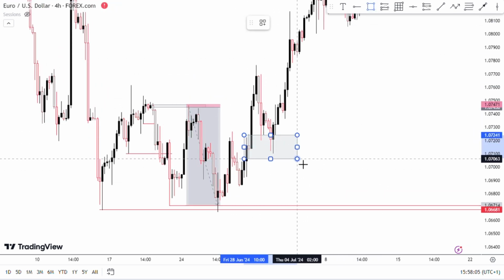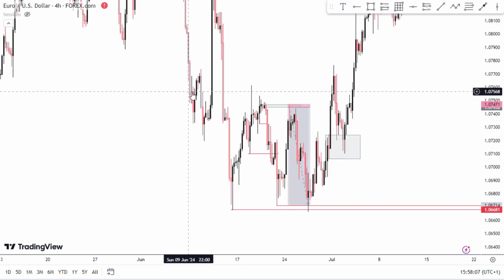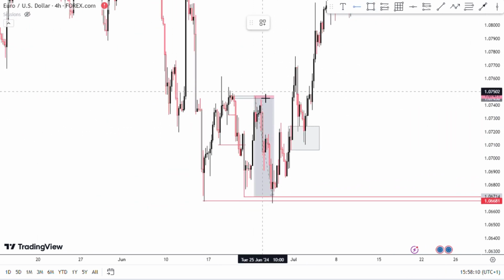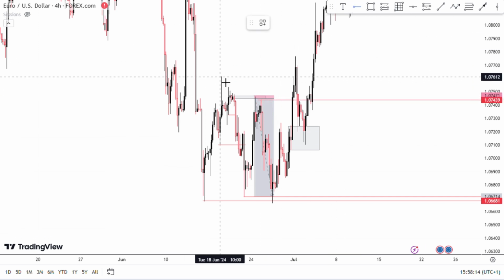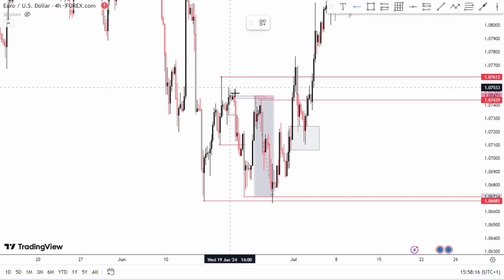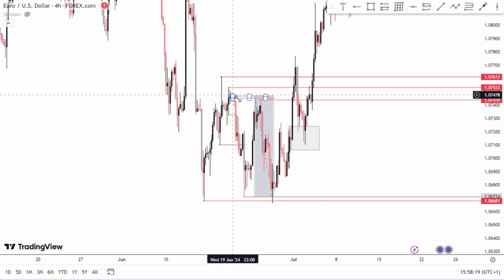Why did I make use of this particular order block? Price ended up breaking this particular high. Can you see the high? This particular high here, and then this high, this high.